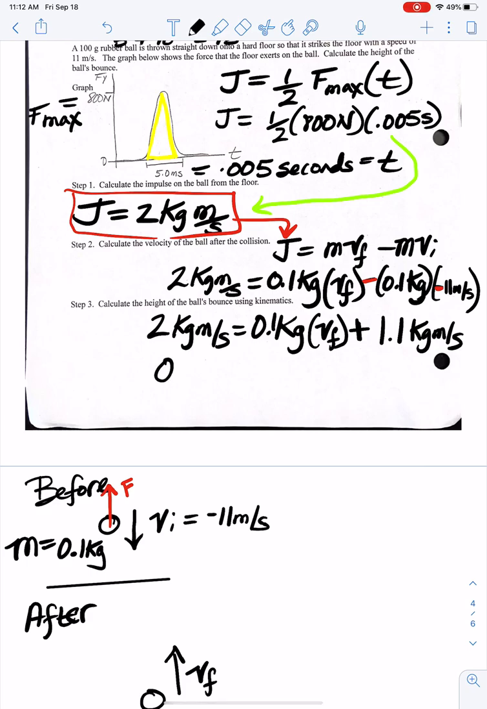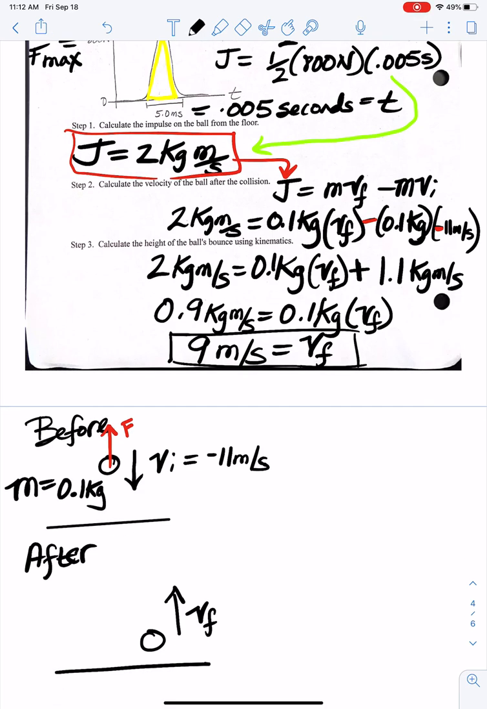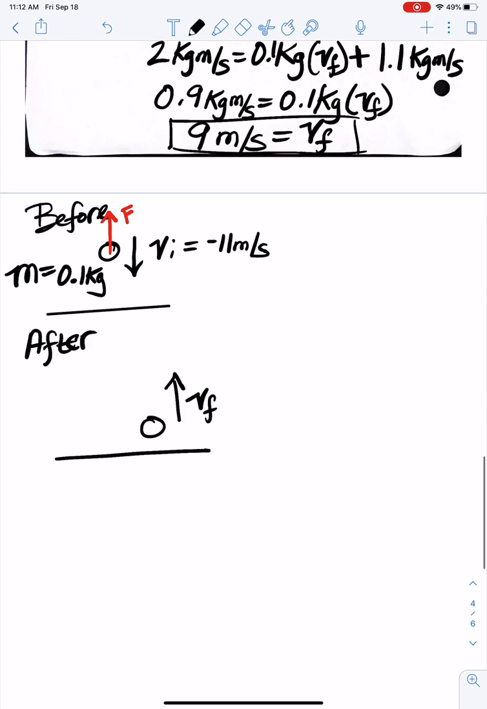So I get 0.9 is equal to 0.1 VF. Now we divide both sides by 0.1, and we end up getting 9 meters per second. Notice it's positive, and that's important because we would expect an upward final velocity for the ball after it collides with the floor. Okay, good. So now we can go ahead and fill that in.